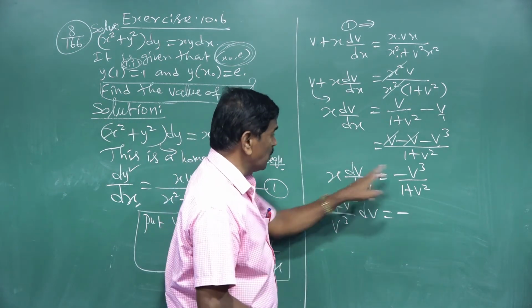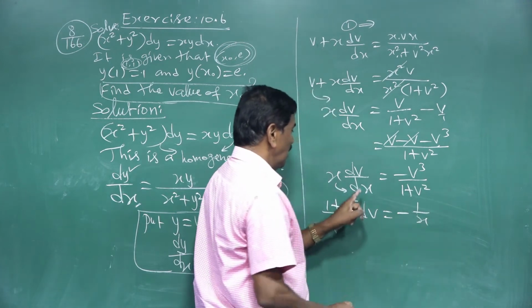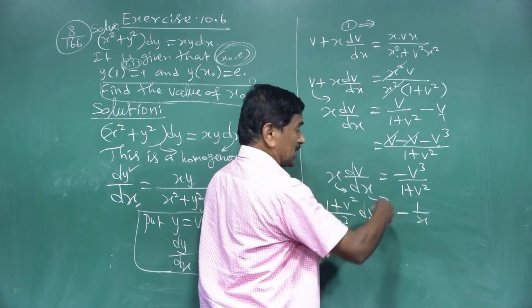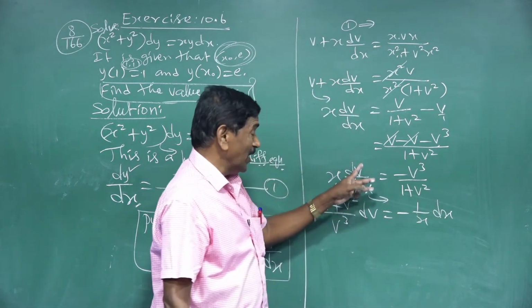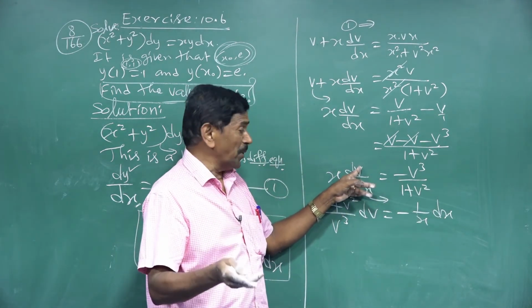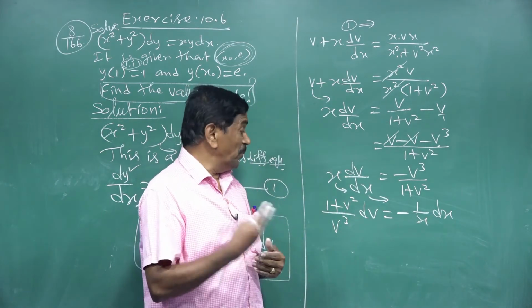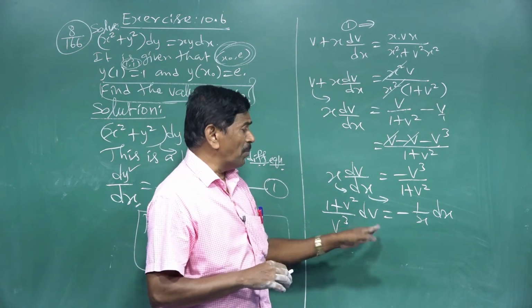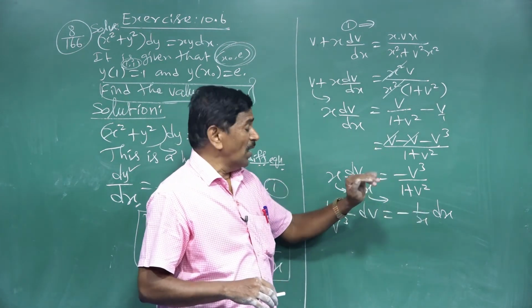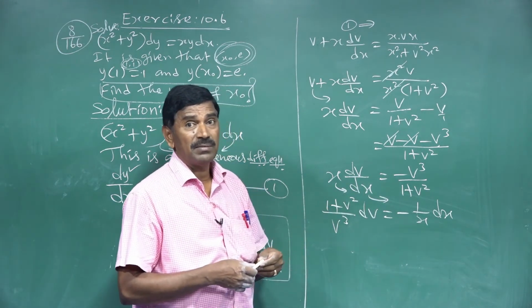Okay, next step. x goes to the right and becomes 1 by x, into dx, since dx goes to the right. That's all. Now this step comes under variable separable: the v family on one side and the x family on the other side. Now I want to integrate. Before integrating, verify whether a formula is available or not. That is important. If a formula is available, integrate directly.